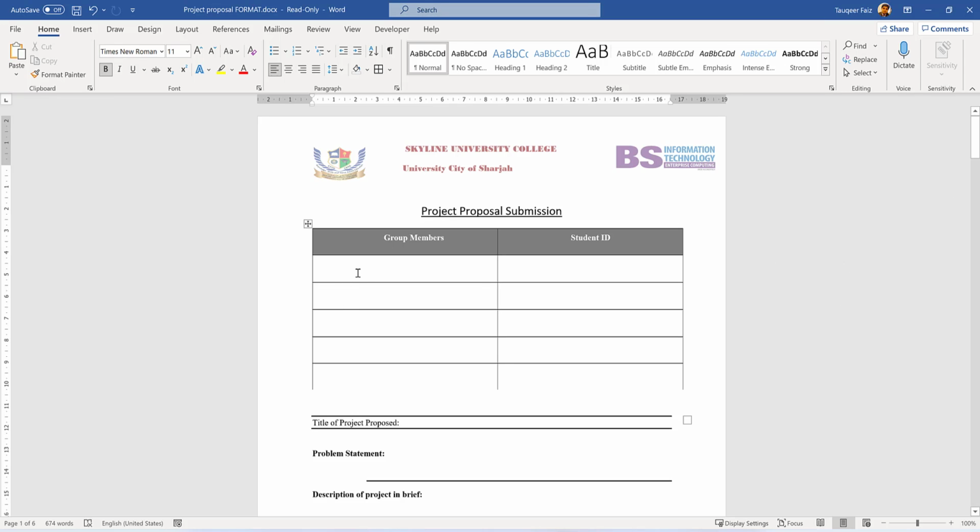First of all, you need to write the group members' information. Suppose there are four group members, so you need to write the names and the IDs of those group members. You need to write the full name. Let's suppose your name is Ahmed Al-Kahtani. The same goes for the remaining group members also. Please write the full names of your group members and their IDs.